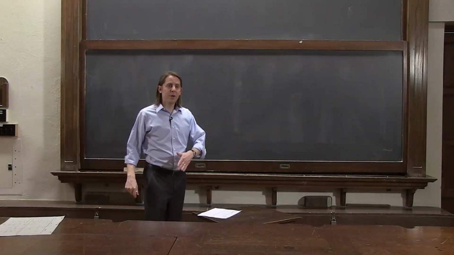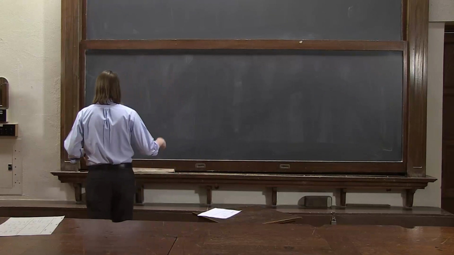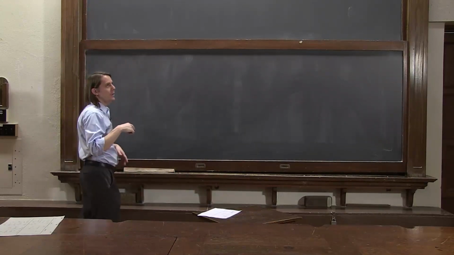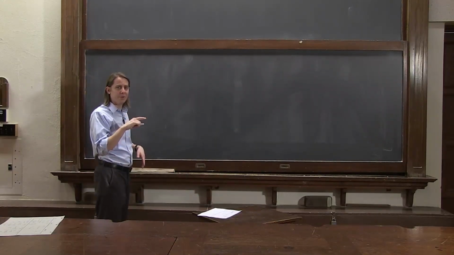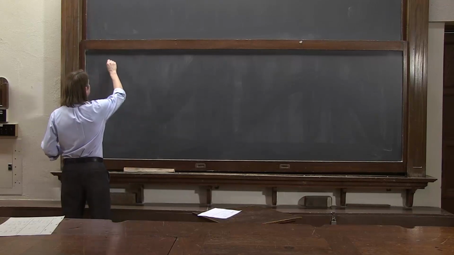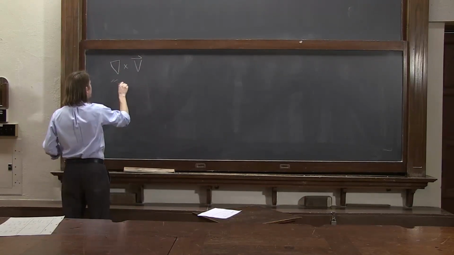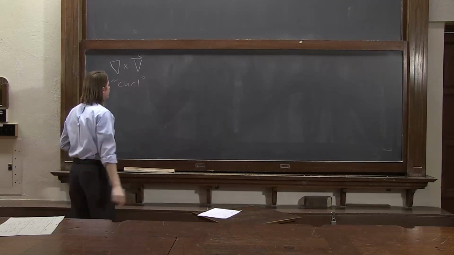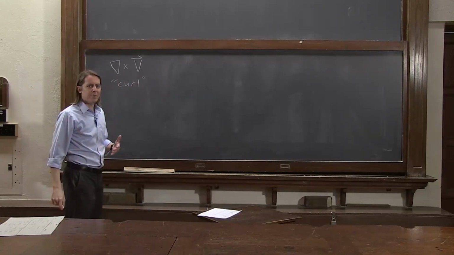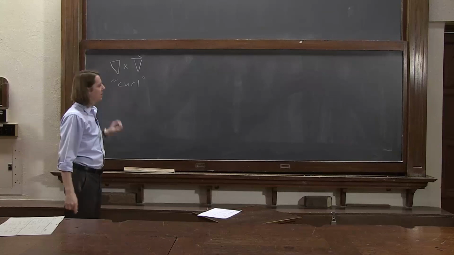So there is another way we can apply del to a vector field. Before, we did del dotted with a vector field; that was the divergence. Now we're going to do del crossed with a vector field, and this is called the curl.